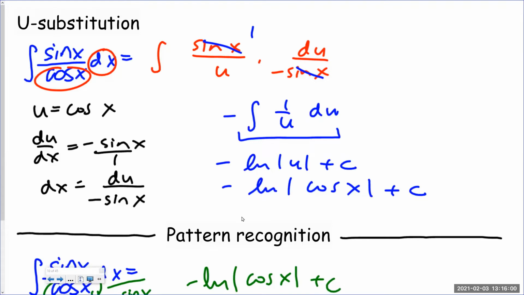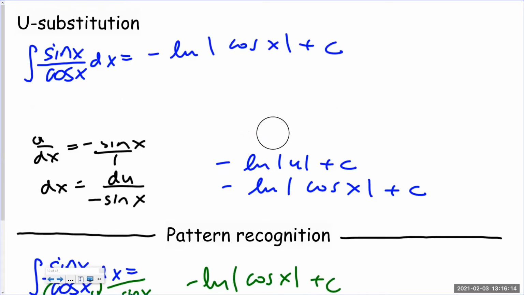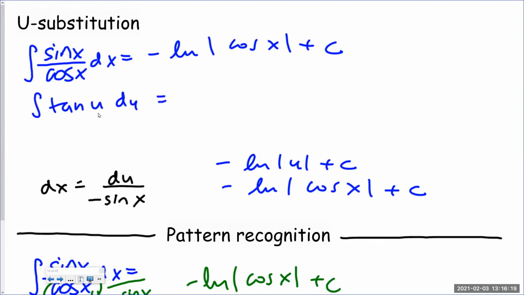Now, I want you to take a look at this. This problem was sine over cosine, and this answer is negative ln of cosine x plus c. What's sine over cosine? Tangent. So guys, go to your formula sheets, please. Go look for the integral of tangent u du, and please go put this formula in. The integral of tangent u du is equal to negative ln of the absolute value of cosine u plus c.